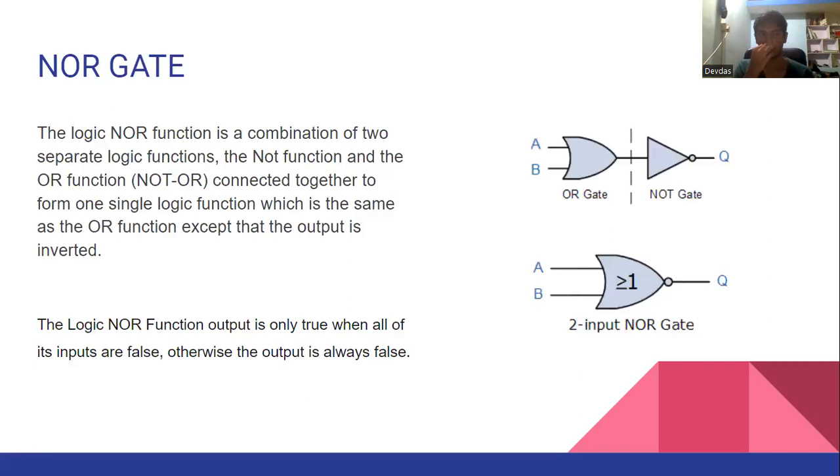It's the same thing with NOR. The logic NOR function is a combination of two separate logic functions, the NOT function and the OR function, connected together to form one single logic function, which is the same as the OR function, except that the output is inverted. As I said, it works the same way as the OR gate, but the result is the complement of the OR gate. The way OR works is, if one of the inputs from either of the two is true, we get the result as true. But in the NOR gate, we get the complement of the result.